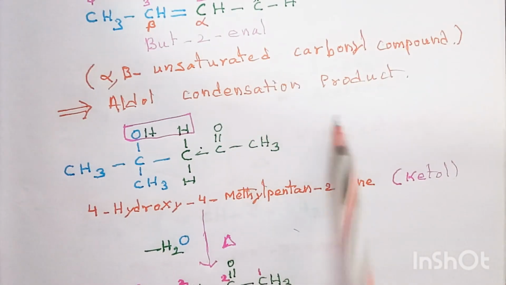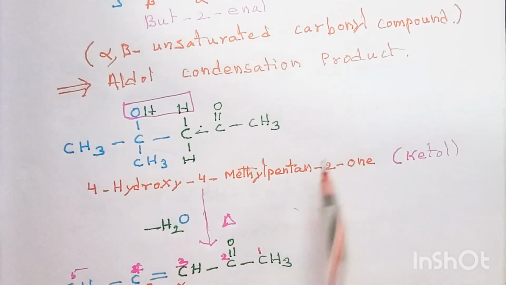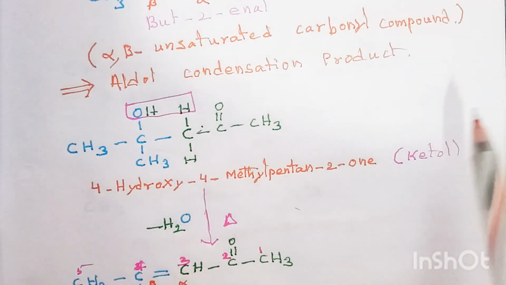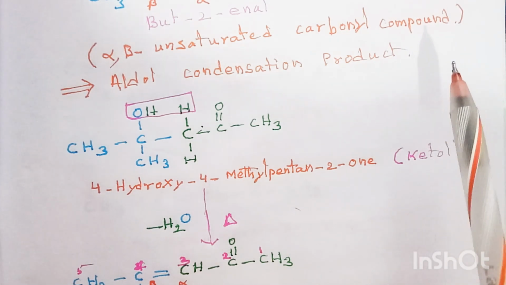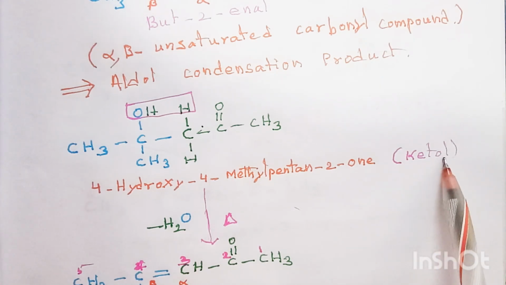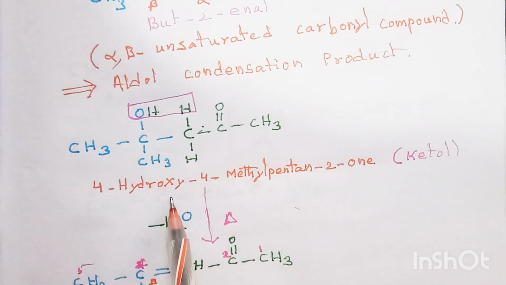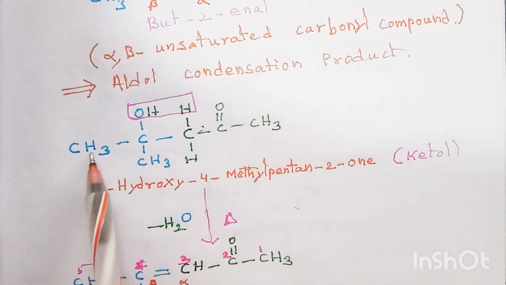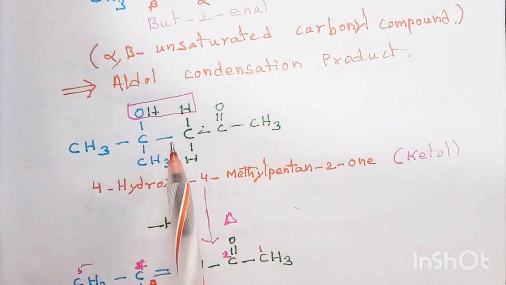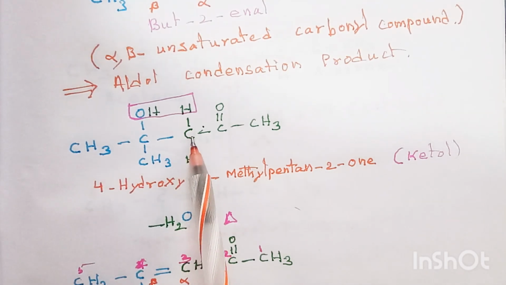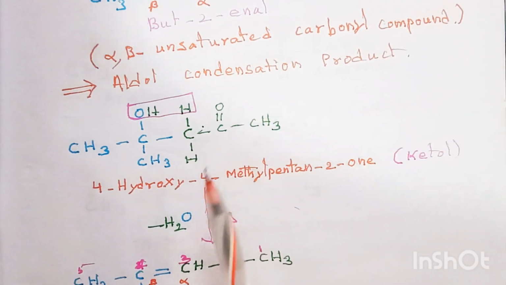This is for acetaldehyde. Now let us see the aldol condensation product of ketones. We have formed ketol in the previous reaction, that is 4-hydroxy-4-methylpentan-2-one. This is it. CH3 COH CH3 CH2 C double bond O CH3.